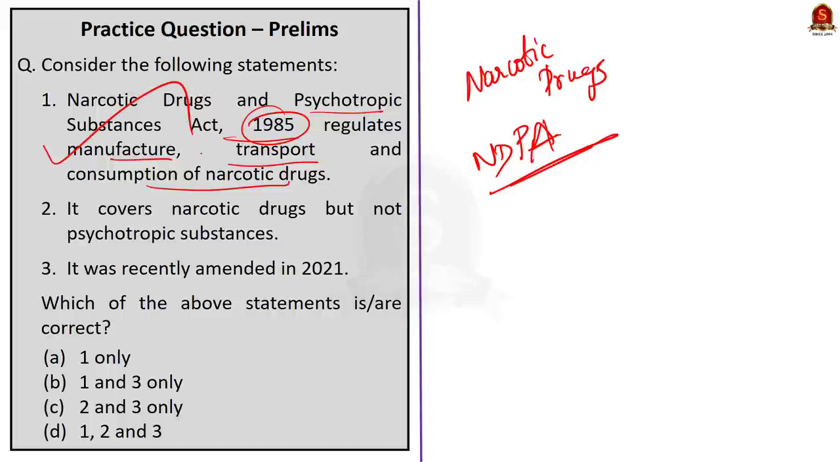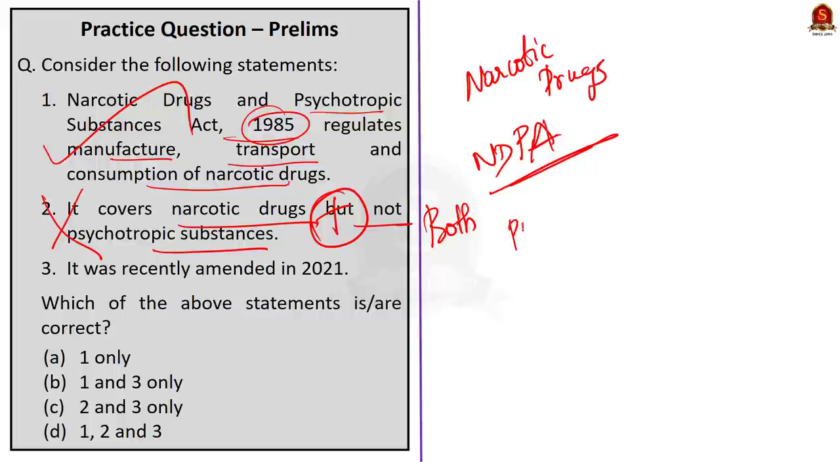Now moving on to the second statement. It covers narcotic drugs but not psychotropic substances. See, this statement is absolutely incorrect. Because we saw in our discussion itself that it covers both narcotic drugs and psychotropic substances. See, in medical point of view, there is some difference between these narcotic drugs and psychotropic substances. Just be aware of that alone now.